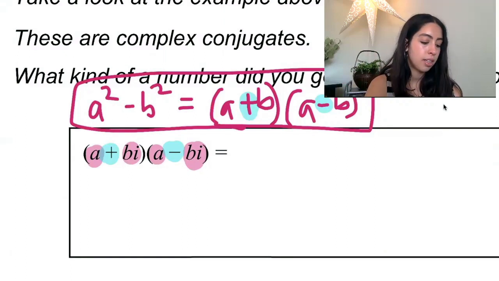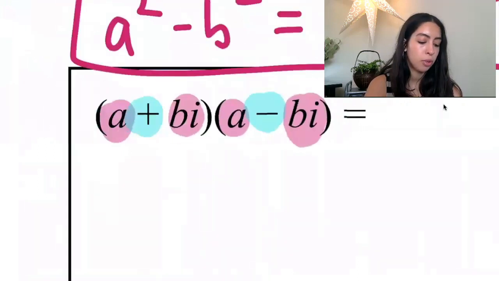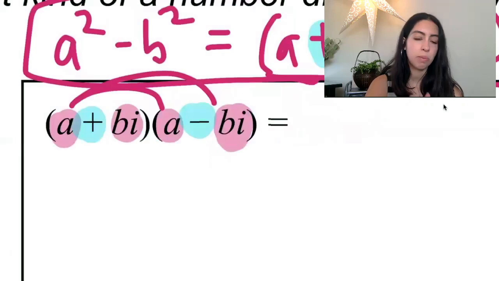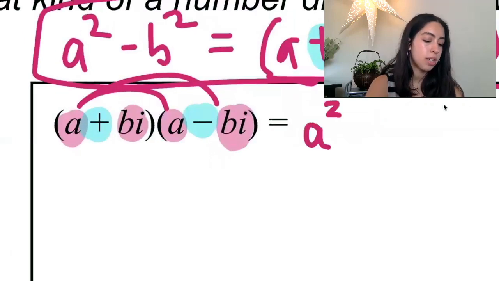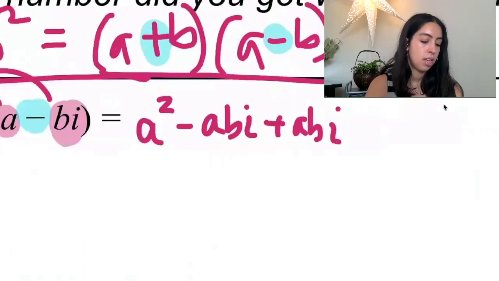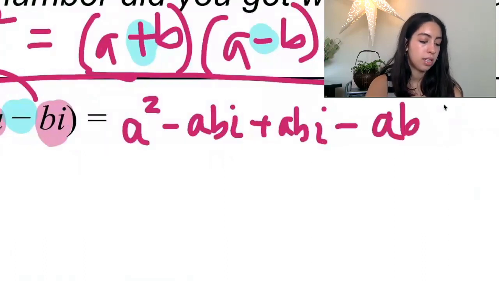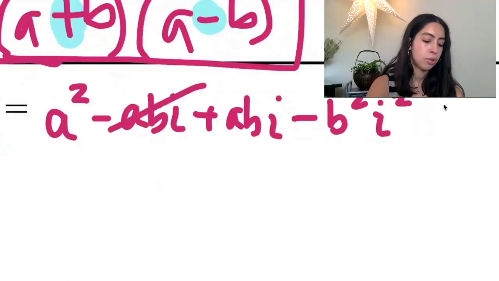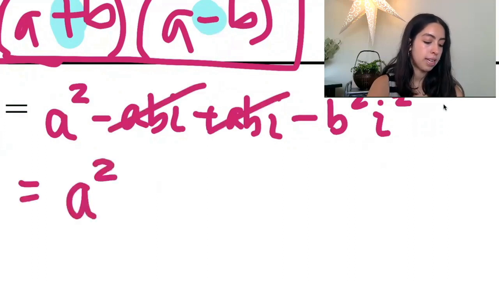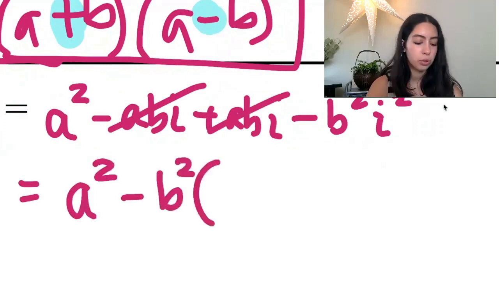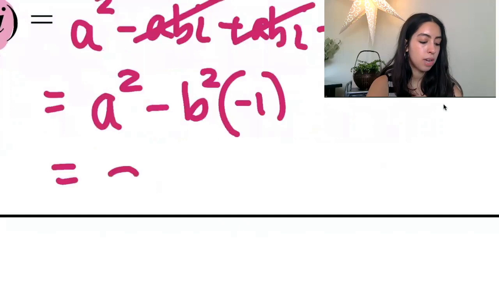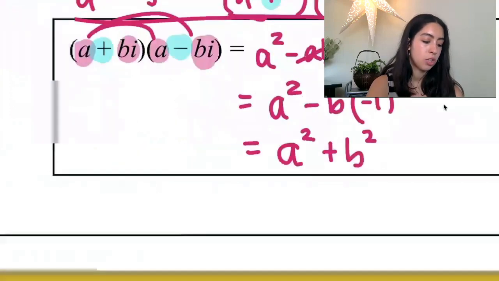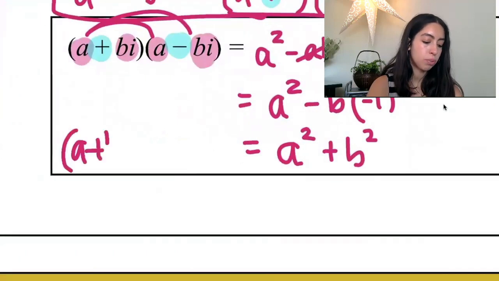And we can see that being played out here in this proof. If we were to distribute this, and a and b just represent any number, we end up getting a squared minus abi plus abi minus b squared times i squared. And those two cancel out. We're left with a squared minus b squared times i squared, which we know is -1. So it simplifies to a squared plus b squared. So this is a nice little shortcut that we've just proven.